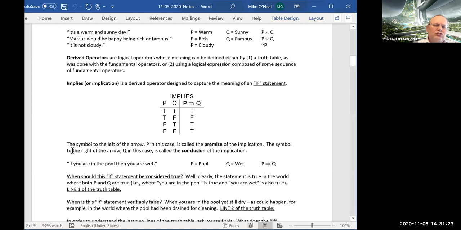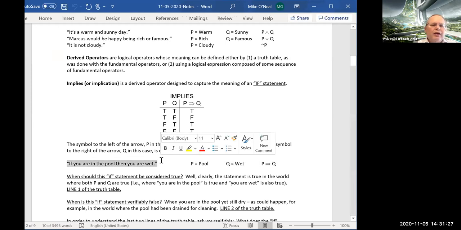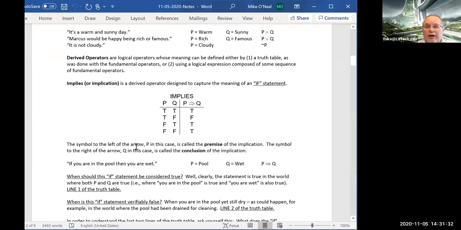So let's just look at an if statement. If you are in the pool, then you are wet. That's a very reasonable kind of thing to say. So I could say P is pool and Q is wet. I could have used a W for wet if I wanted to, but I used Q. So P implies Q. Pool implies wet. That's a very reasonable thing to say.